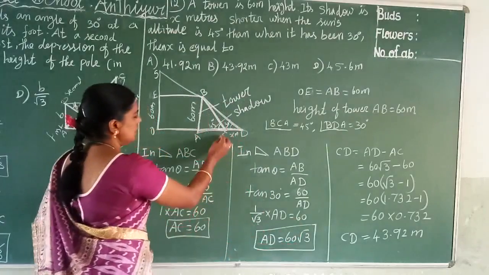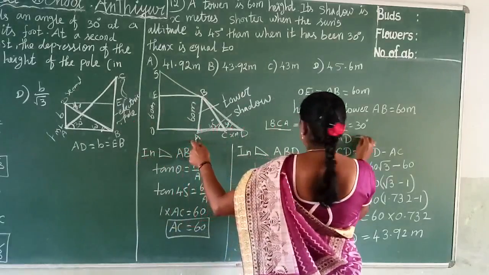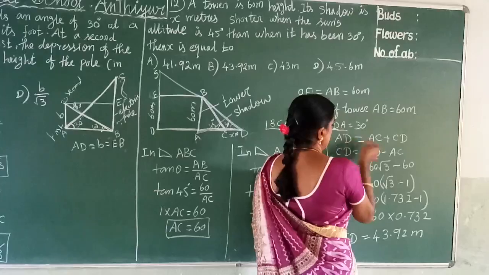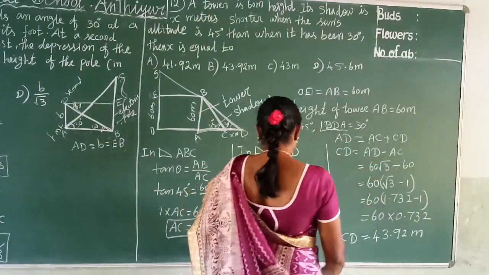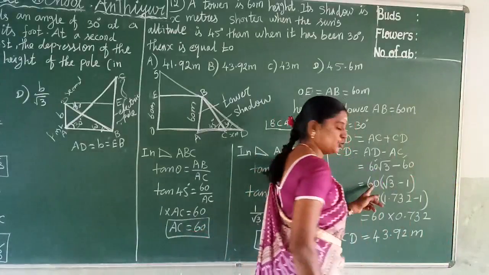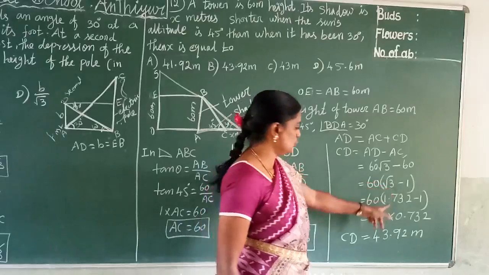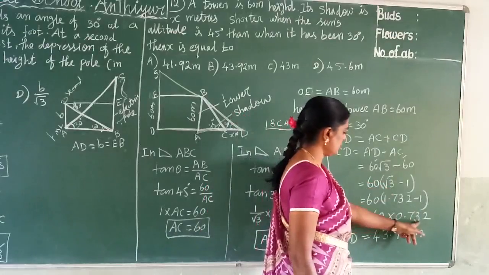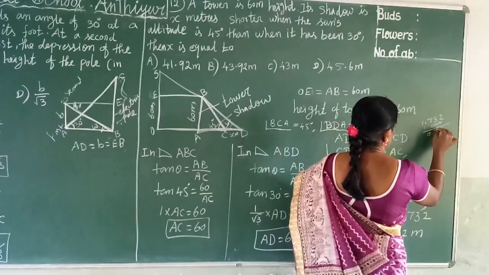But what we need is CD. So totally AD can be written AC plus CD. So CD as it is, AD, this one from this side means minus AC. So CD is equal to AD minus AC. AD answer 60 root 3 minus AC 60. Here 60 common, so we take outside 60 into root 3 minus 1. Root 3 value already we know 1.732. So 1.732 minus 1 answer 0.732.